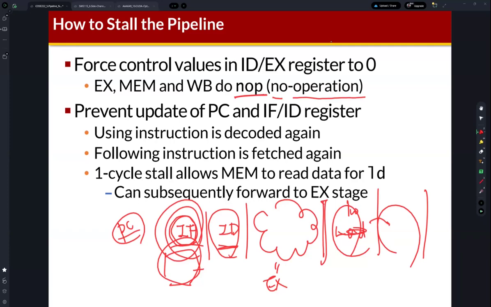Okay, so this is how to implement the pipeline stall by load use hazard. You need to understand how to implement it. Firstly, make all control signals zero in the EX stage, and then the instructions stay in the ID and instruction fetch stage, right?